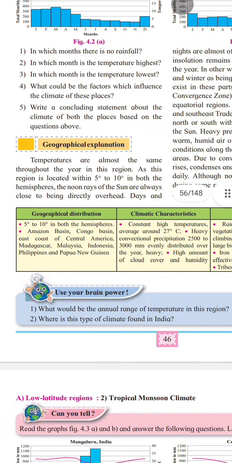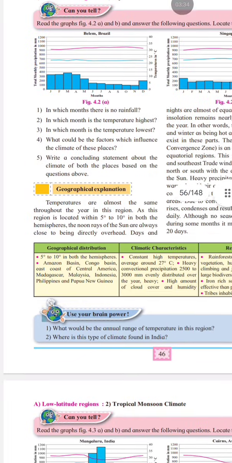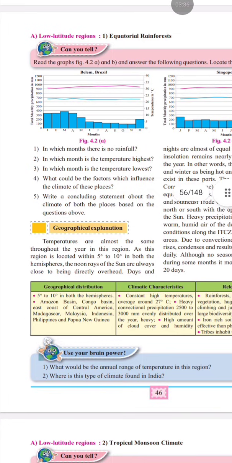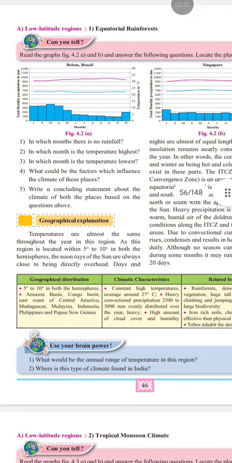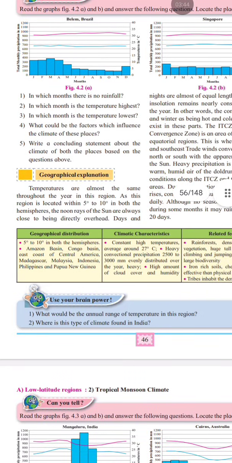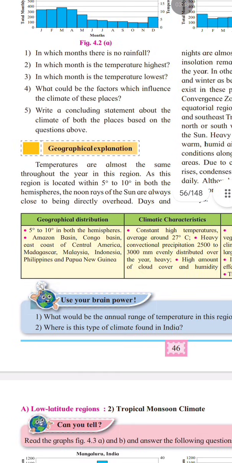The next question is, write a concluding statement about the climate of both places based on the questions above. So we have discussed and answered these four questions. Observe the graphs carefully, and on the basis of that, write a comparison or conclusion of what you understood or what exactly is given there. In the fifth question, we will move on to the geographical explanation.